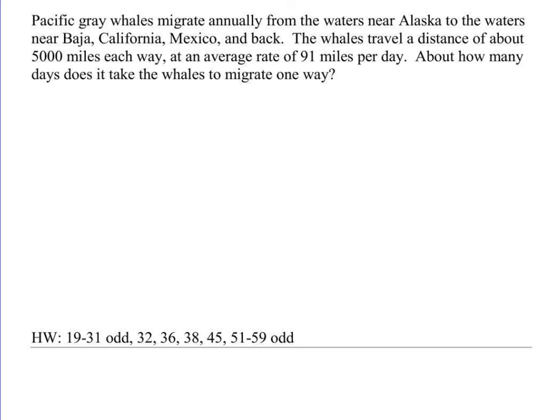How many days does it take the whales to migrate one way? So what formula do we need to use here? Again, D equals RT. And what letter are we looking for? It says about how many what? Days. And days is time. Days is an amount of time. D is distance, okay? So what letter are we solving for? T. So to do that, I need to divide both sides by R. So now I have T equals D over R.